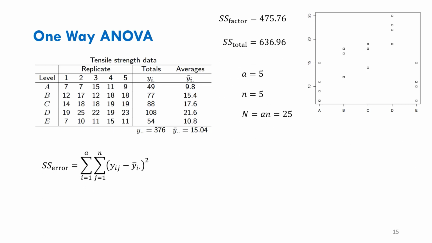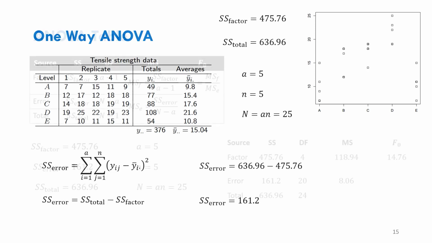Now finding SS error, but we won't use this formula. Rather, we will use the formula of SS total, which is equal to the sum of SS factor and SS error. So SS error can be found by differencing SS total and SS factor. So by putting the values, we get SS error as 161.2.